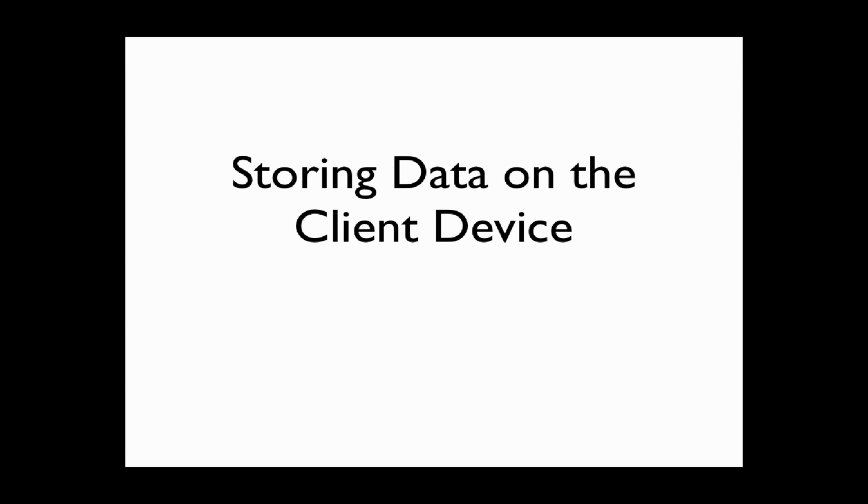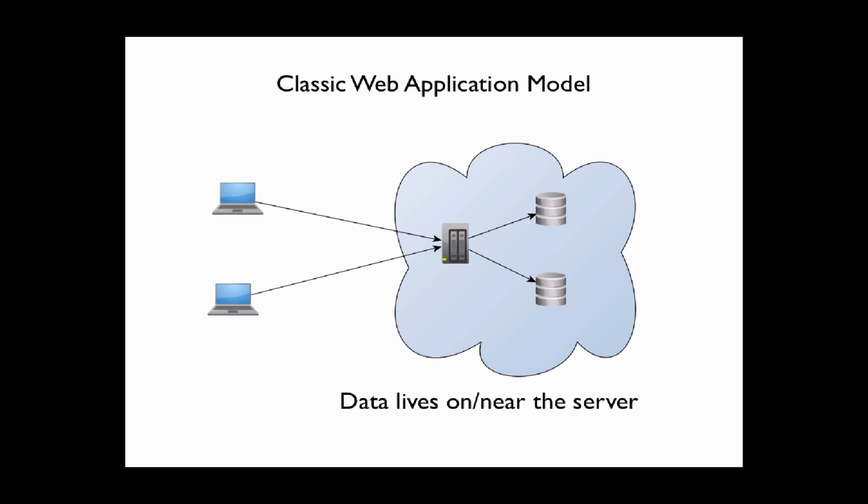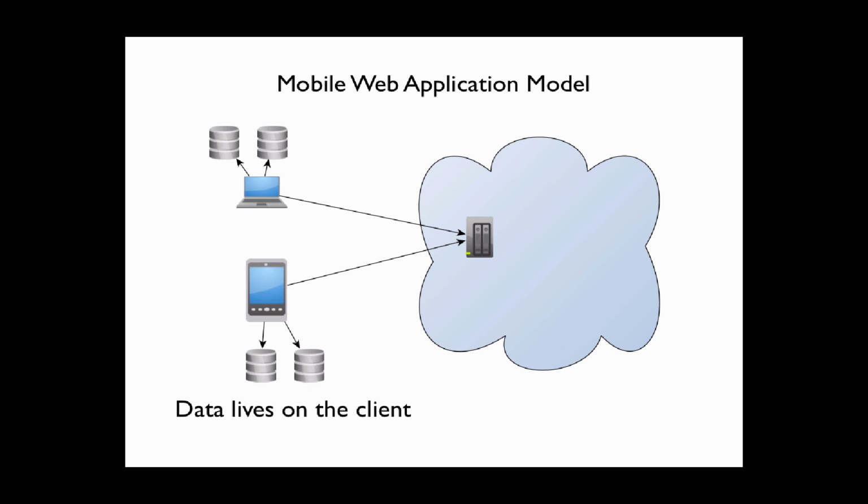We'll take a quick look at how to store data on the client's device. In the classic web application model, the data lives on or near the server. Clients connect to the server, which connects to databases. In the mobile web applications model, the data lives on the client device.